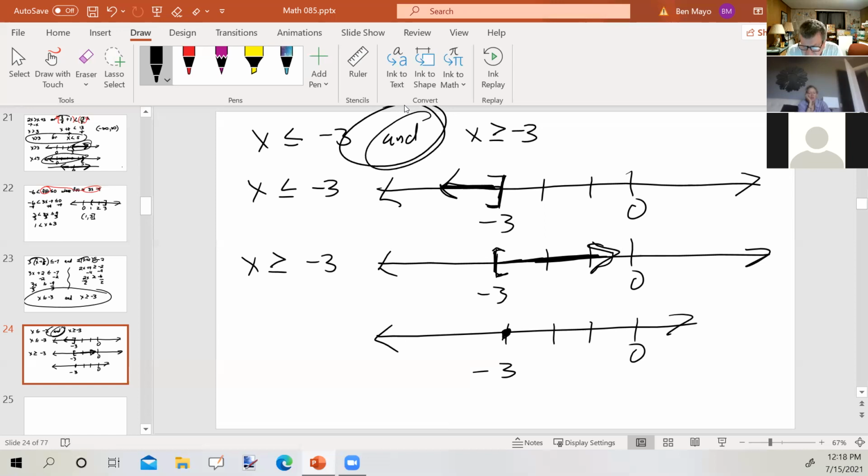Okay. Now, how do you write that in interval notation? It's kind of strange, but it looks like this. So it's the interval from -3 to -3 inclusive. I know that's kind of weird, but that's what that would look like.